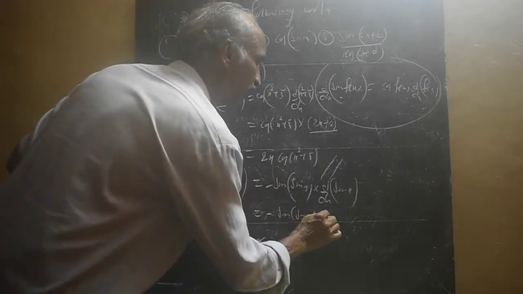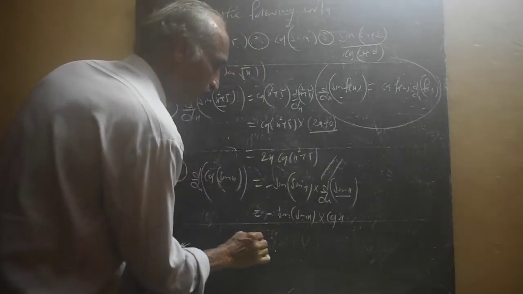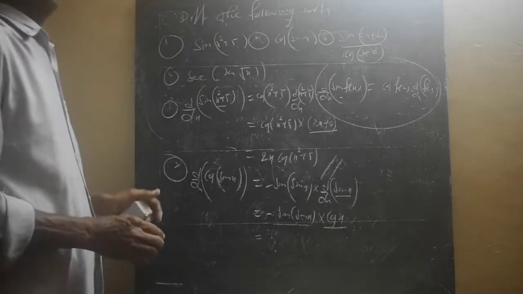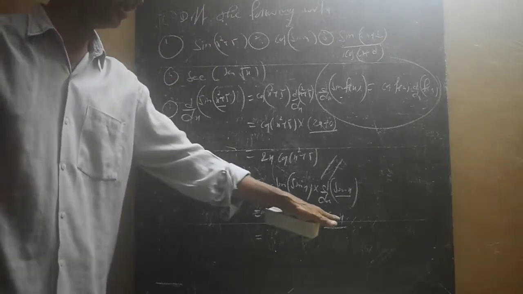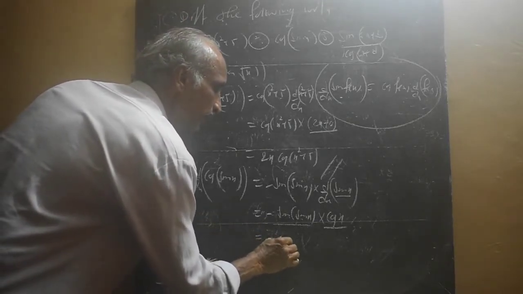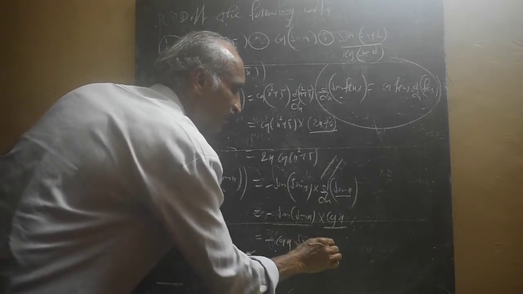Minus sin of sin x into the differentiation of sin x, which is simple differentiation, cos x. Good. This cos x is a separate factor and sin of sin x is one factor. Sin of sin x is in composite form, but cos x is a simple function. So it is minus cos x, which we take at the beginning, into sin of sin x. That's all.